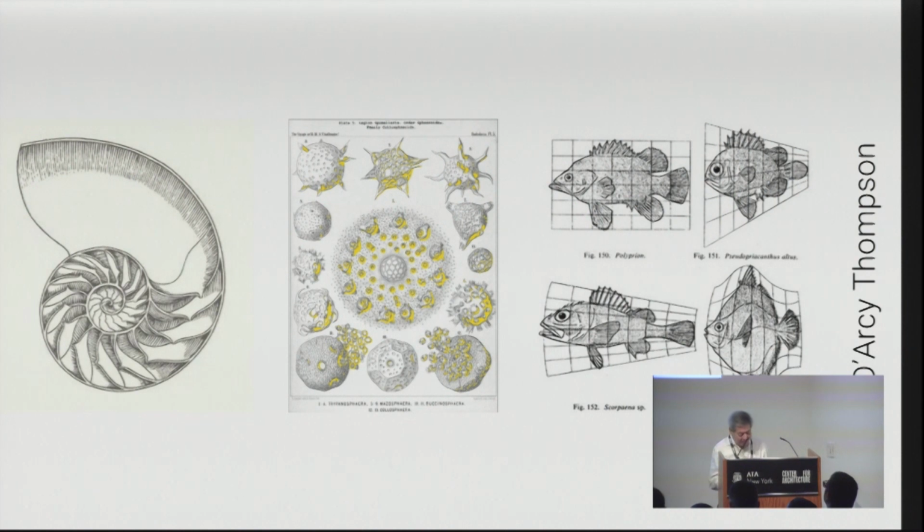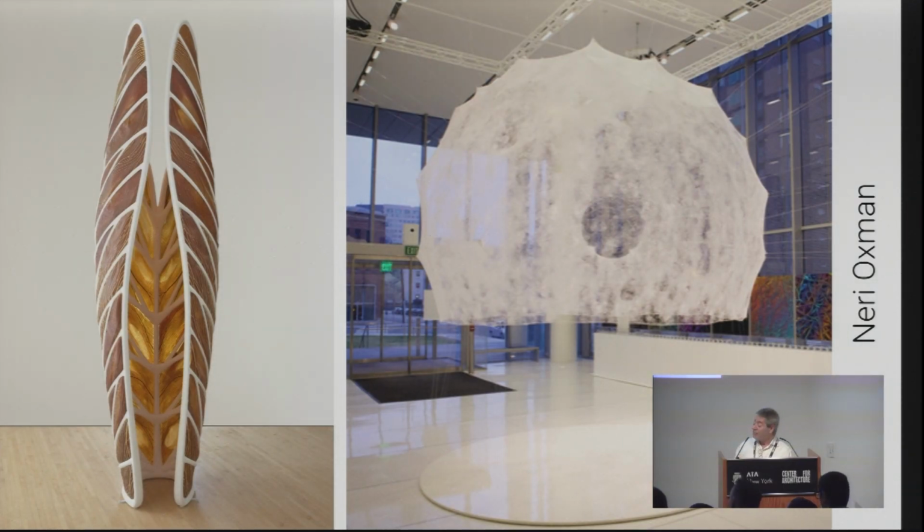D'Arcy Thompson, images of inspiration from nature, examples. D'Arcy Thompson demonstrated relationships among creatures based on their morphology and how growth and form are related to environment and structural considerations. And a more recent example of a similar application of nature to computational design is in the work of Neri Oxman.